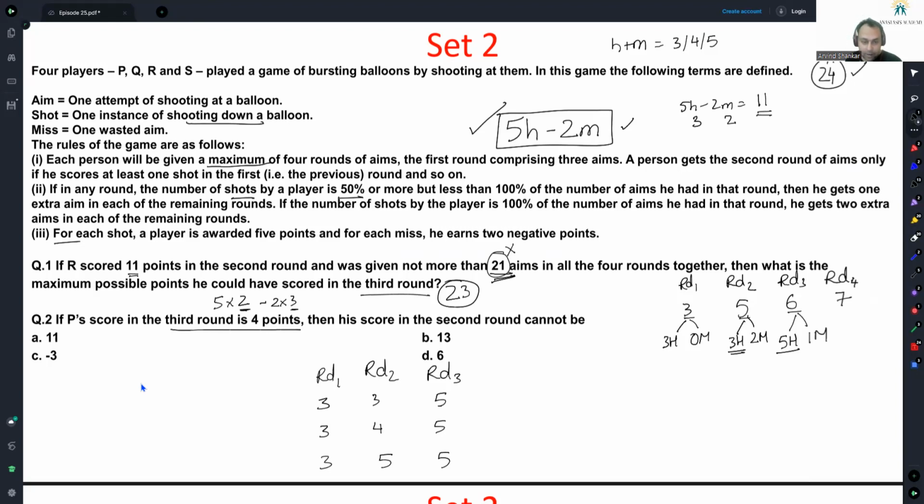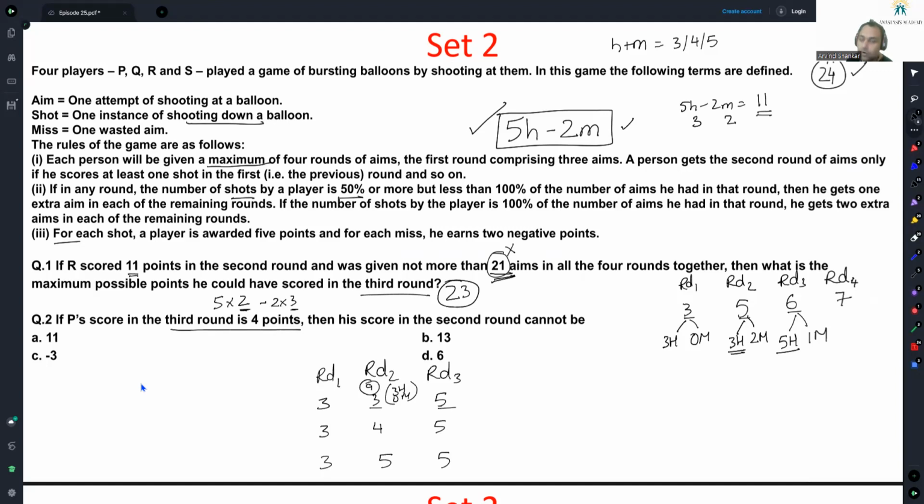Okay. For the first case, it is fairly simple to see. We are moving from round 1 to round 2. I'm only caring about the second round. Okay. So here, from 3 to 5, this is only possible if 3 hits, 0 misses is done, in which case P would get a score of 9.